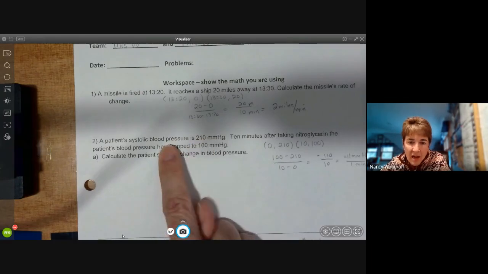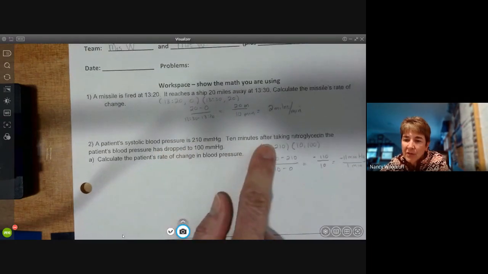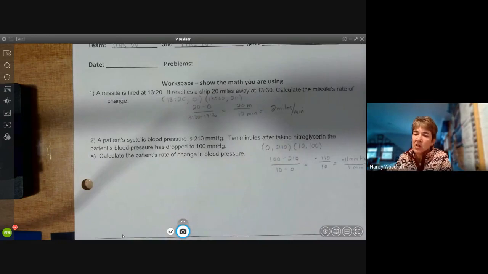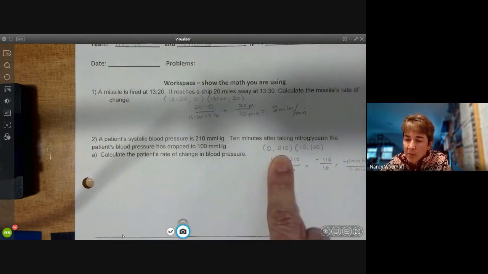210 systolic blood pressure 10 minutes after taking a nitroglycerin, which is supposed to bring your blood pressure down. So if somebody is actually starting to have a heart attack, or they're concerned that they might have one, they carry around a medicine called nitroglycerin. And if they start to feel it coming on, it helps bring down the blood pressure. So this is very high blood pressure.